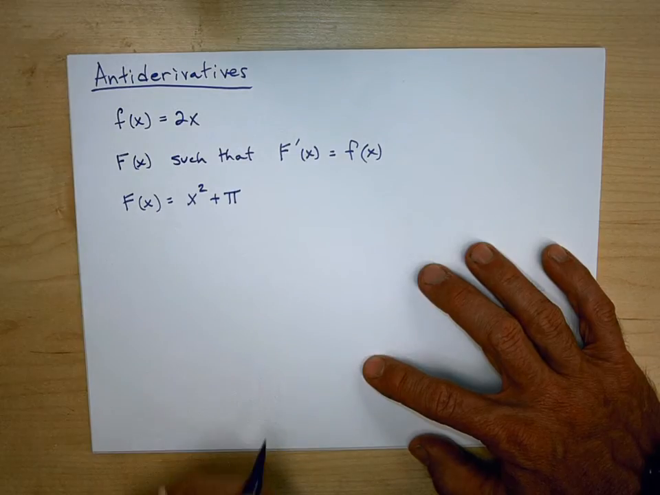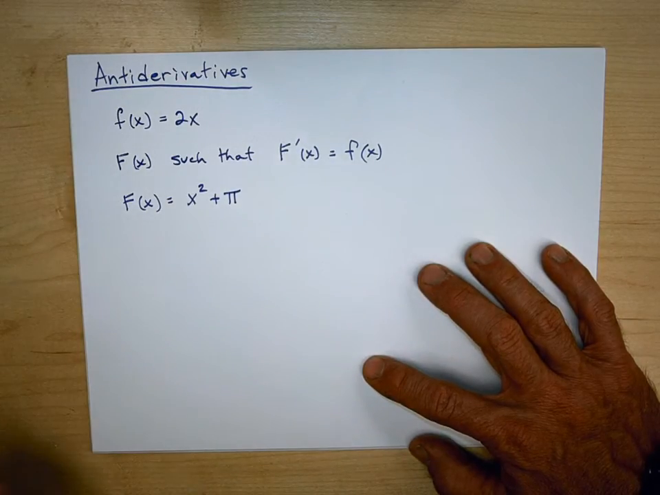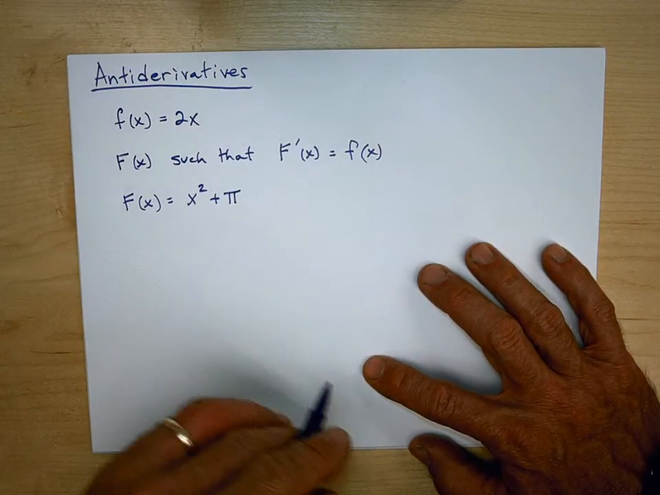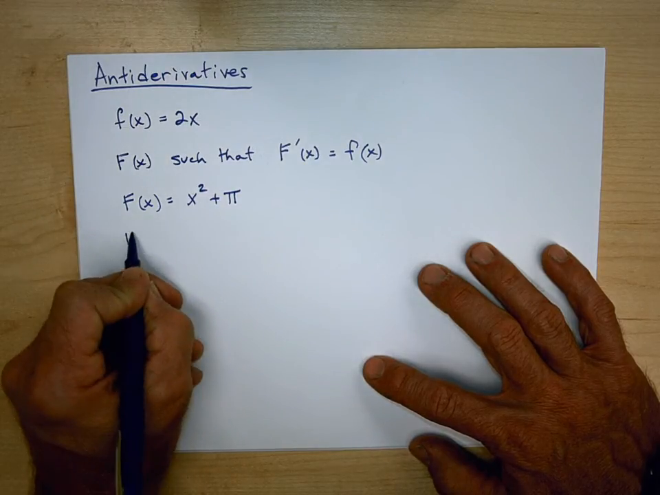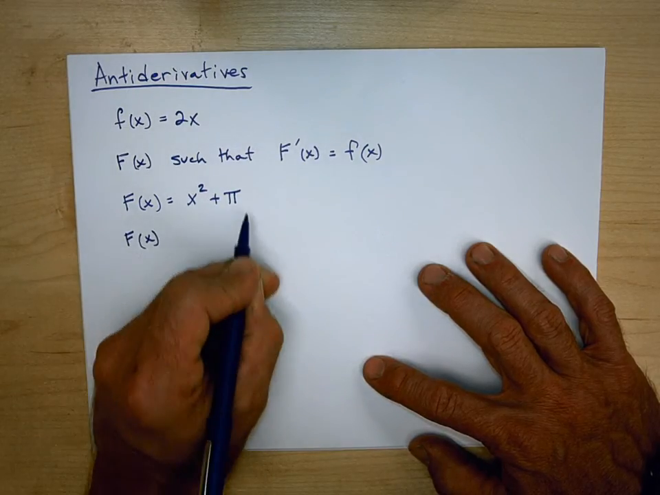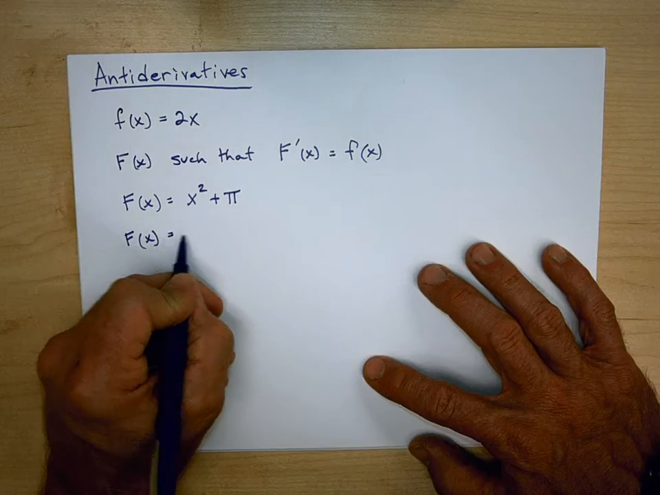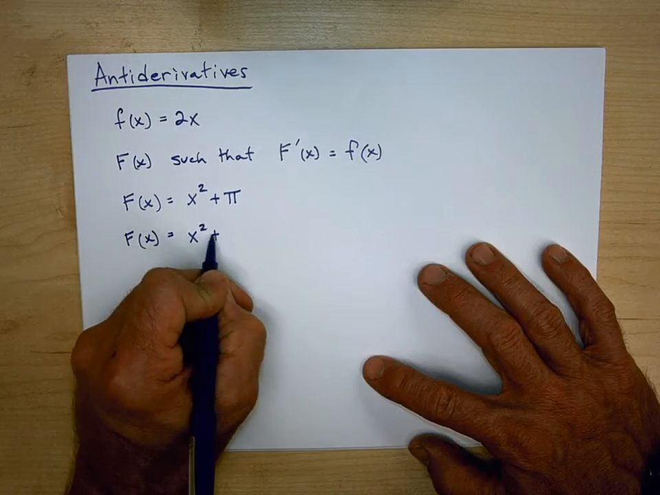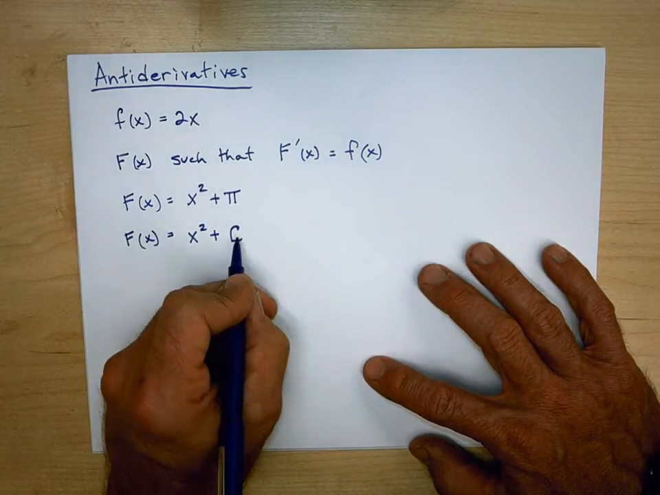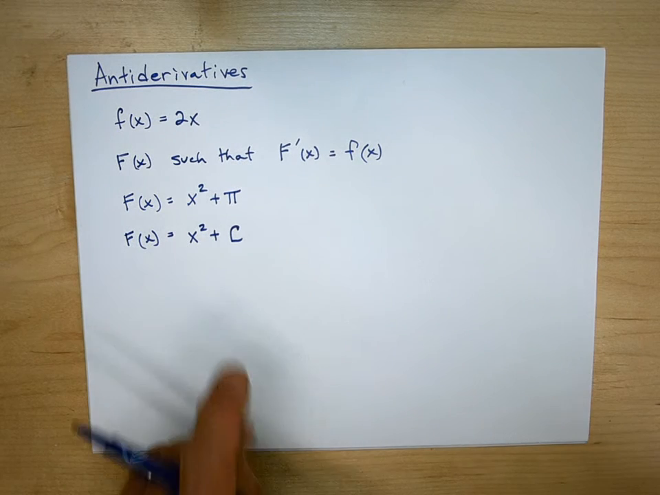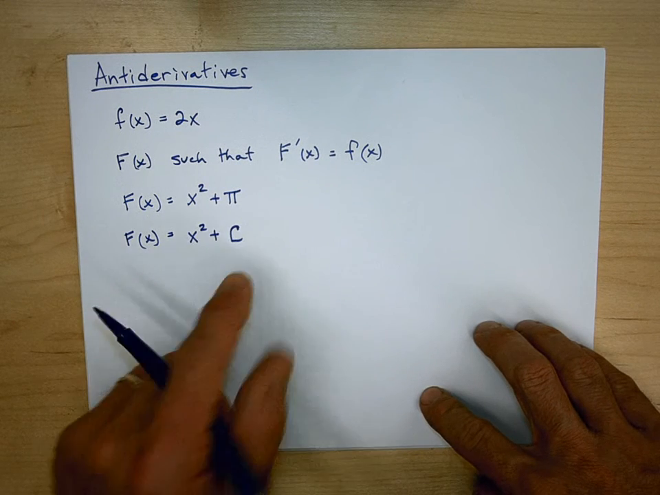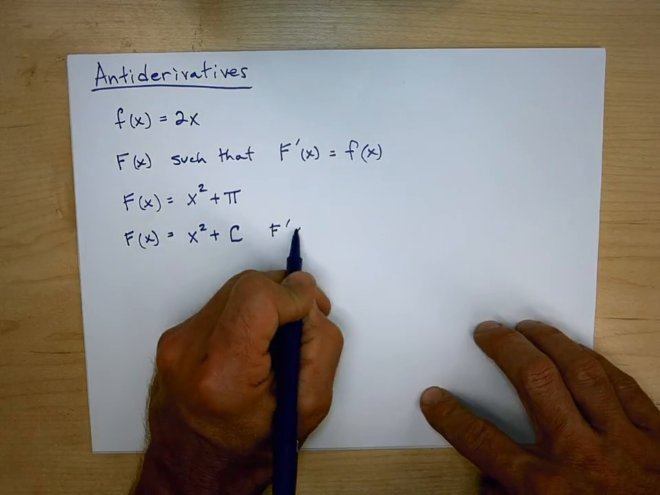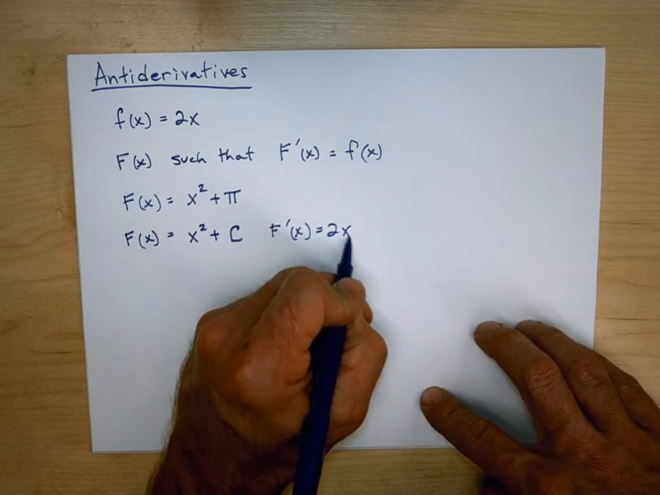That would also give me 2x when I take the derivative. I could have x squared plus pi, and I take the derivative of that. So in general, these are all antiderivatives, but the most general antiderivative would look something like x squared plus c, where c is any constant, right? I can add any constant to x squared, and when I take the derivative of it, I get 2x. All right.